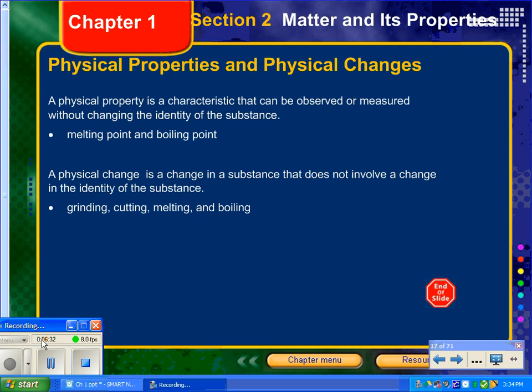A physical change is a change in a substance that does not involve a change in the identity of the substance. Grinding, cutting, melting, boiling. It's all physical. If I take a piece of paper and I cut it up, it's still paper. When you clip your fingernails, they're still fingernails. All of these are considered physical changes.